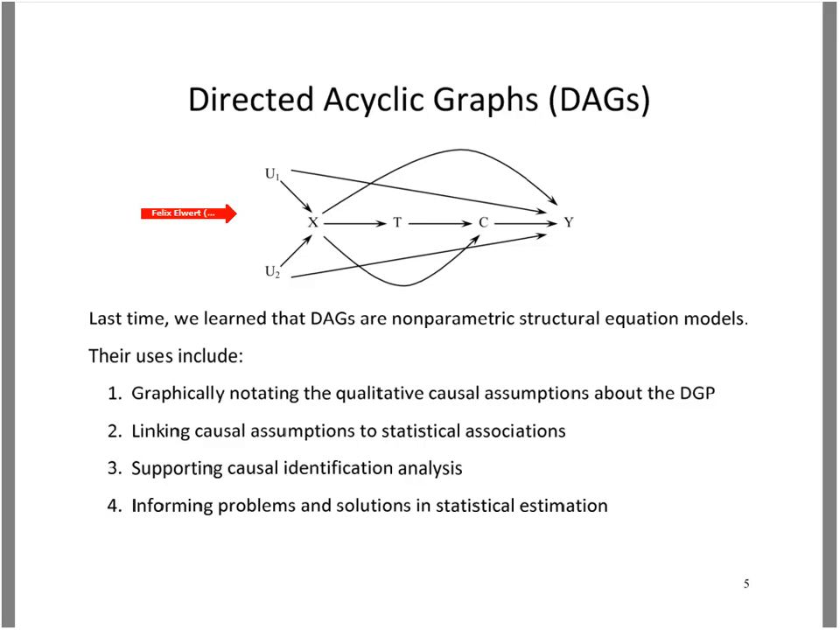That is, assuming that our assumptions about the world are true, we can ask which associations in the data represent the desired causal effects and which ones are not causal effects. Good. And once we've done that, it's just a really small step to informing all sorts of problems and solutions in statistical estimation and in the design of research, which we will talk about today.